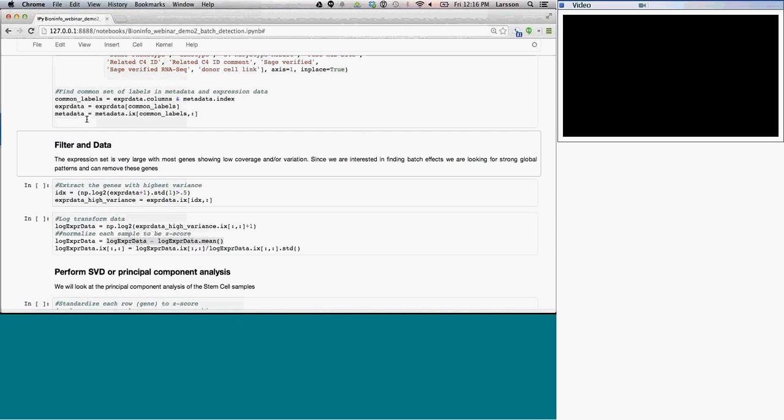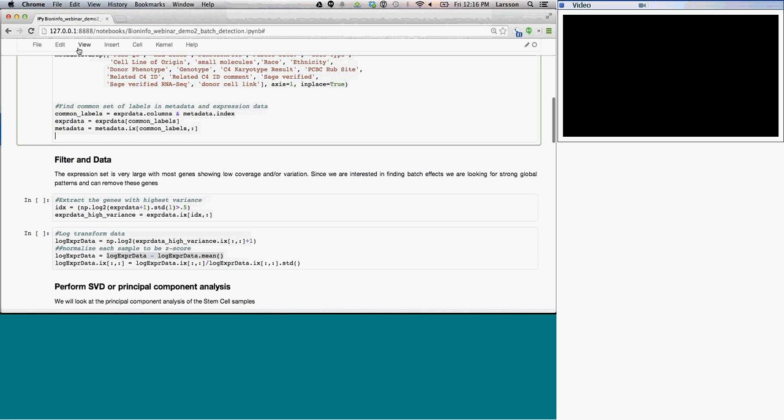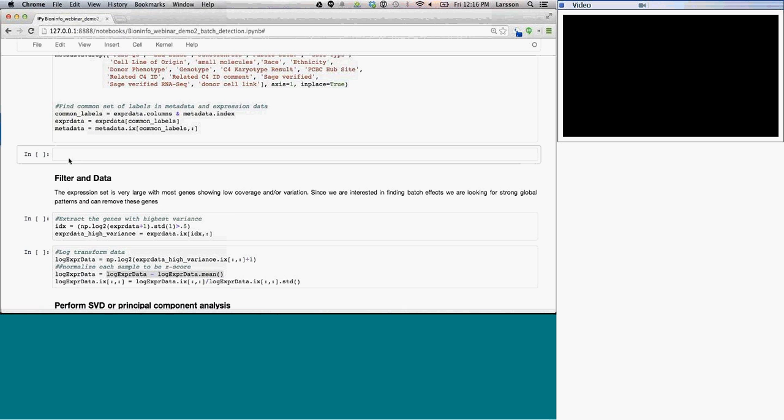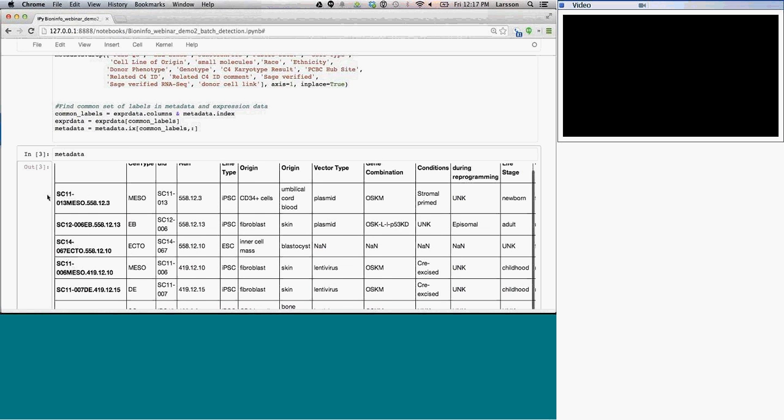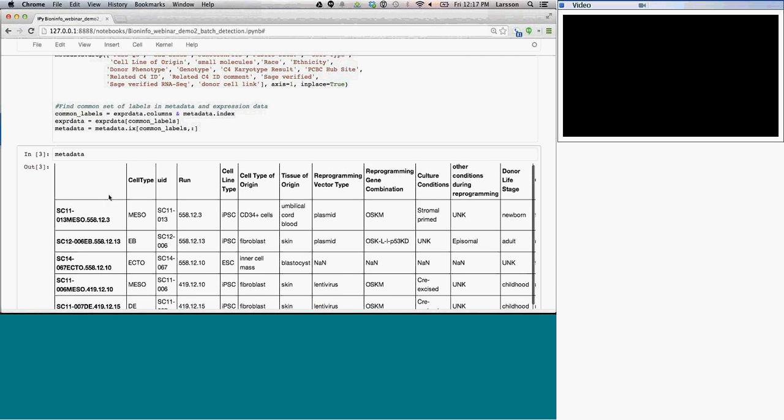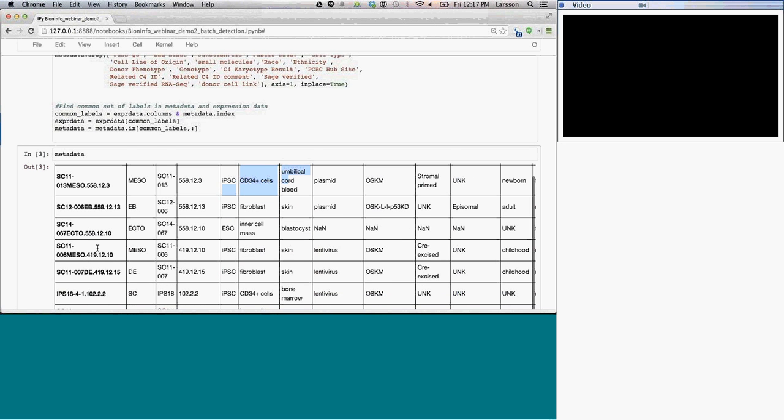Now I'm going to add a line here just to make it a little bit easier, so you see what things look like. If I look at metadata, for example, we can see that it is a table. It has information about the cell lines, what they are, and a UID, which identifies the canonical cell line. So this is the cell line differentiated into mesoderm. We can see where it was derived from, and this is information such as the origin and how it was processed.